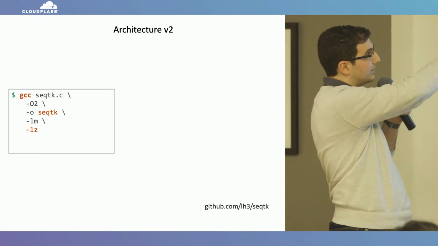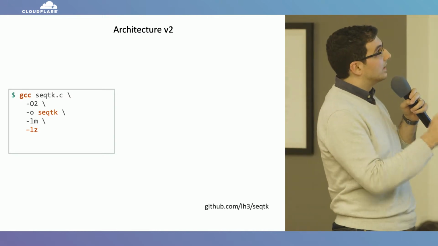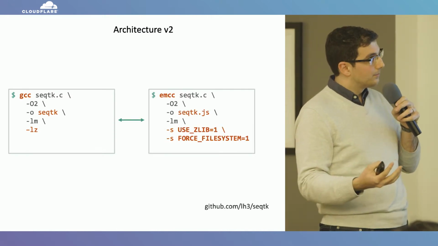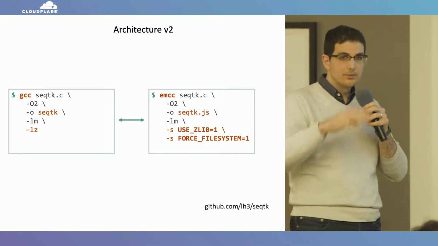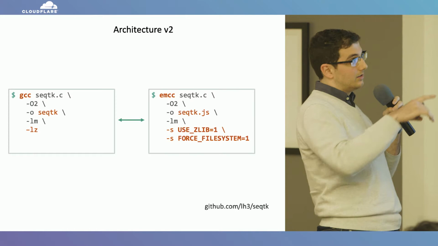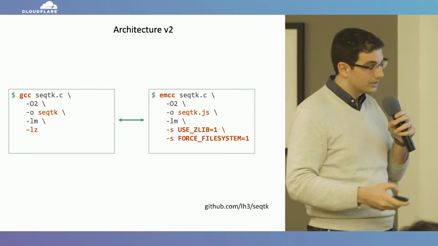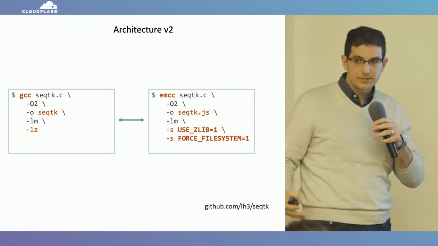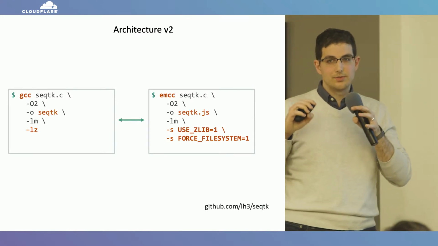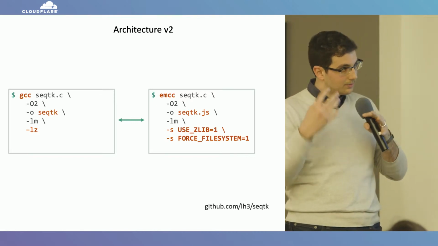You use GCC, and you use a bunch of flags according to the README file. Instead, you're going to use Emscripten, or EMCC, and then compile it to WebAssembly. Make sure we have support for the zlib library so that we can take in gzipped fastq files. And then we're going to ask Emscripten to give us a virtual file system.